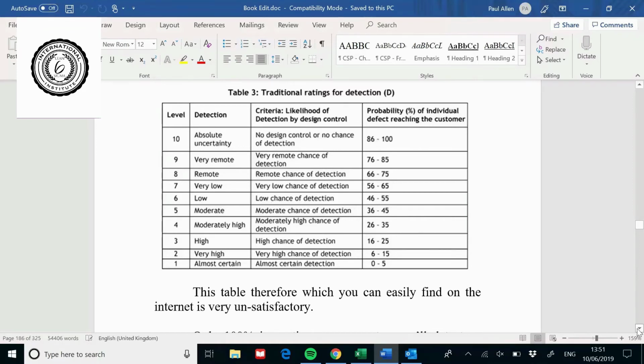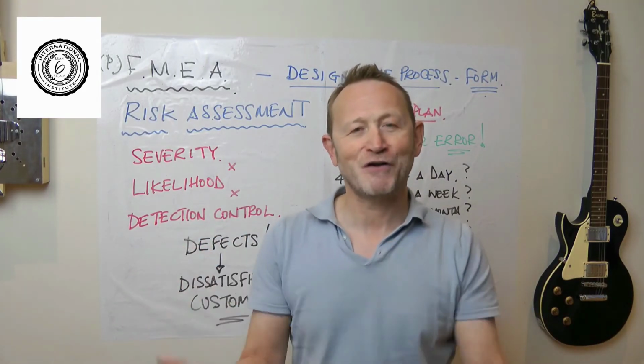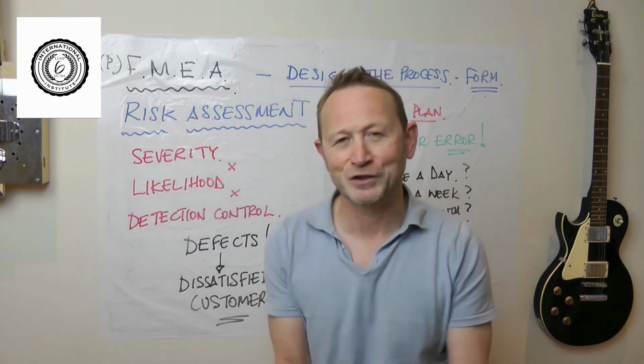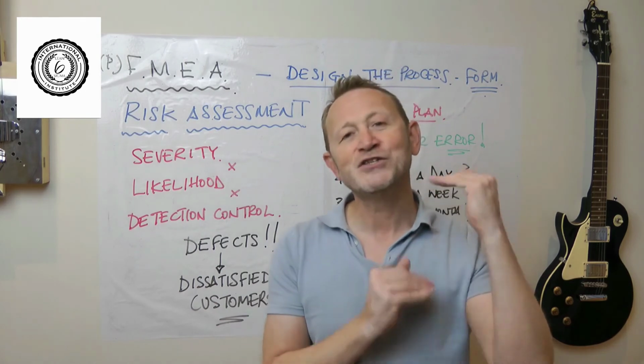I mean, look at this. It says if you score 5, that is between a 36 and a 45% chance of detecting the fault. If you score an 8, there is a 66 to 75% chance that you're gonna spot the fault. Now tell me, how the hell are you gonna decide 65 to 75%? How are you gonna decide 45 to 55%? You've got no chance with a table like that. You need to rewrite this.